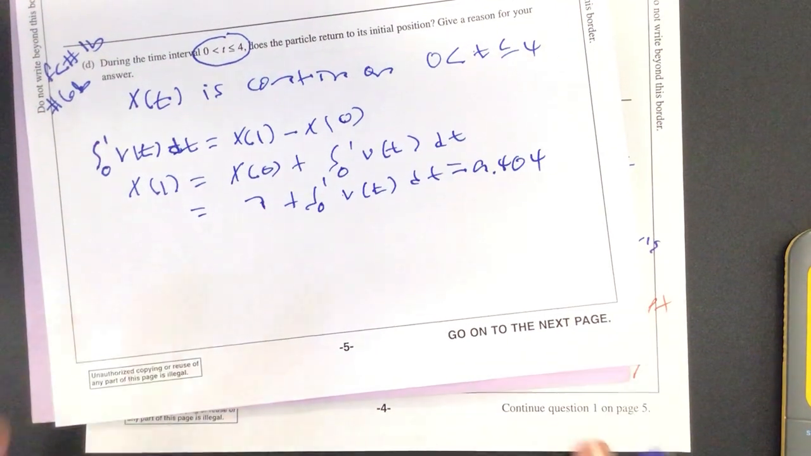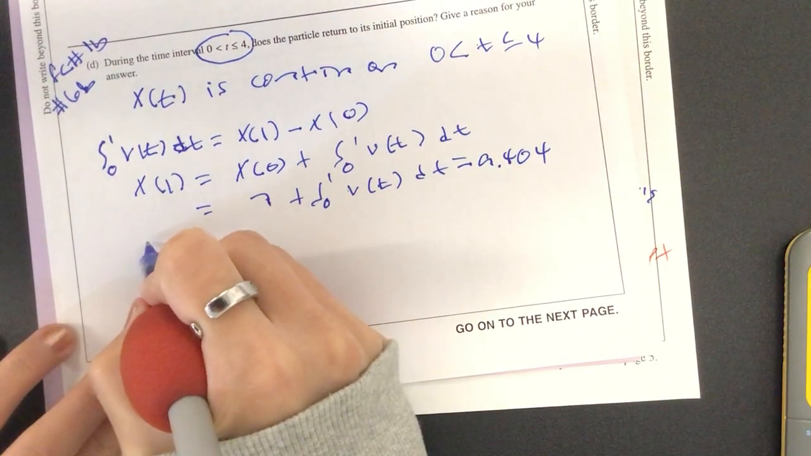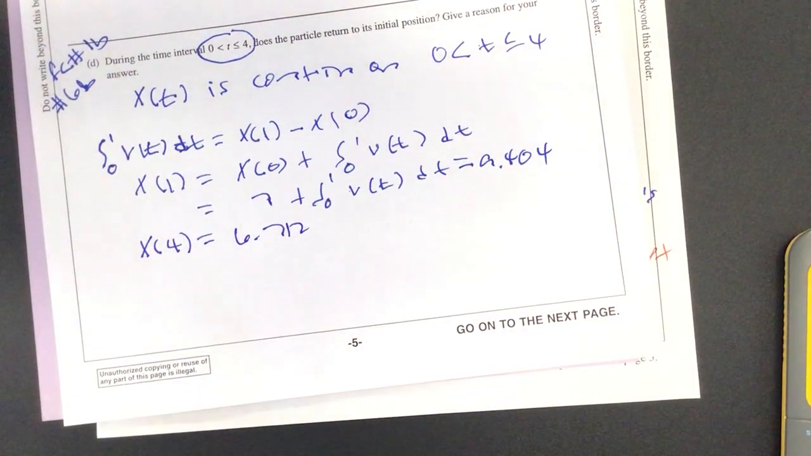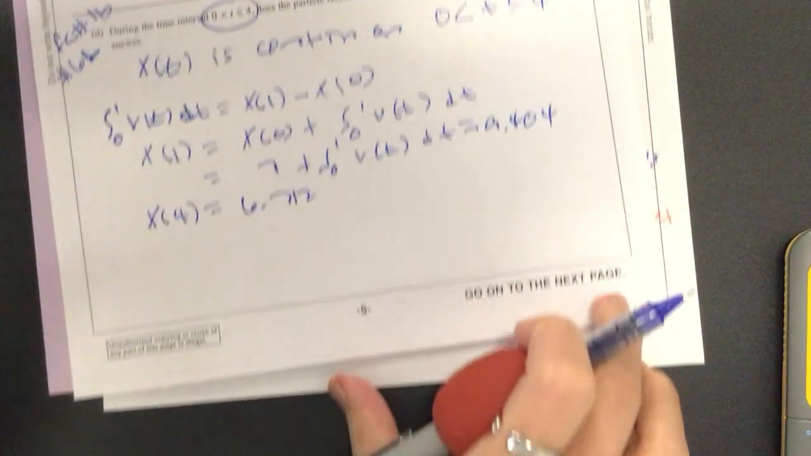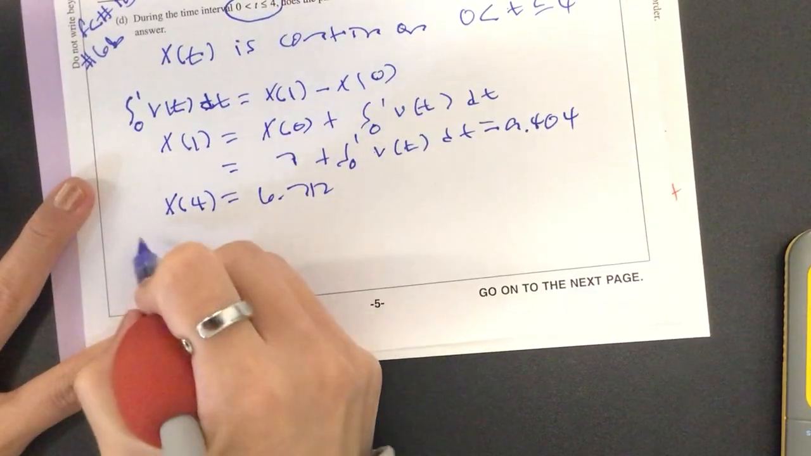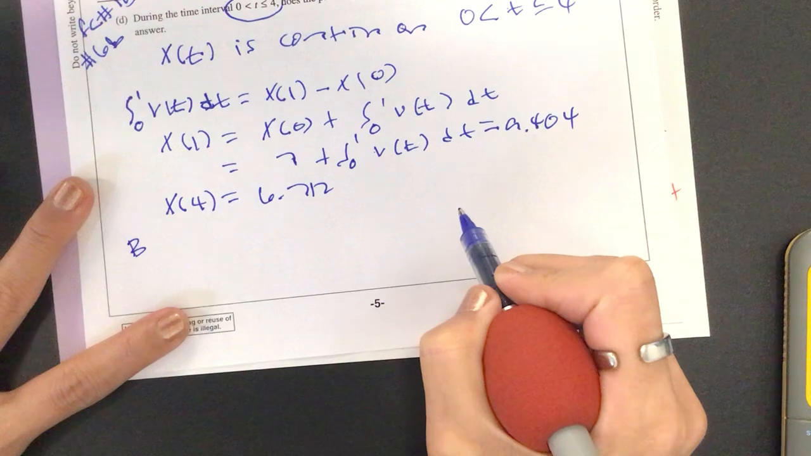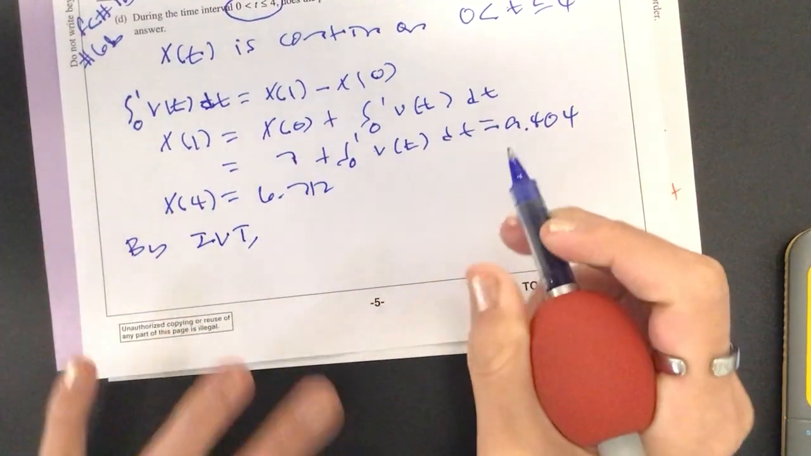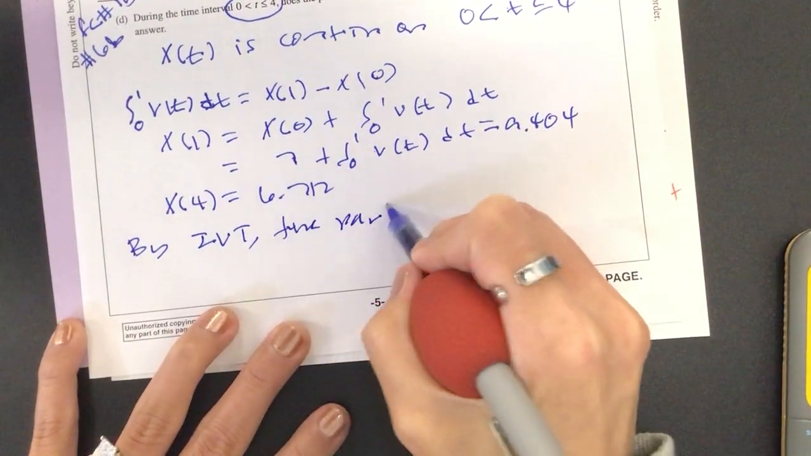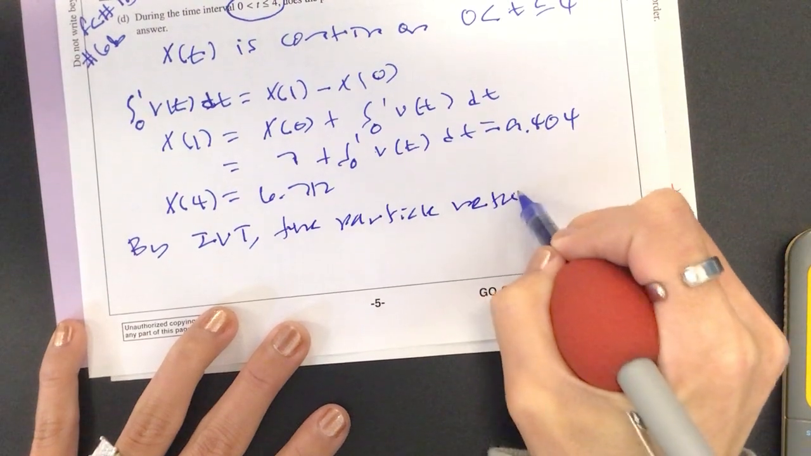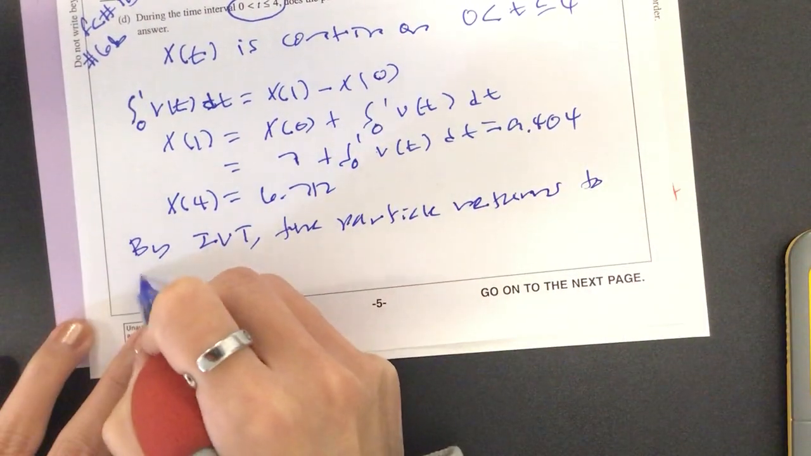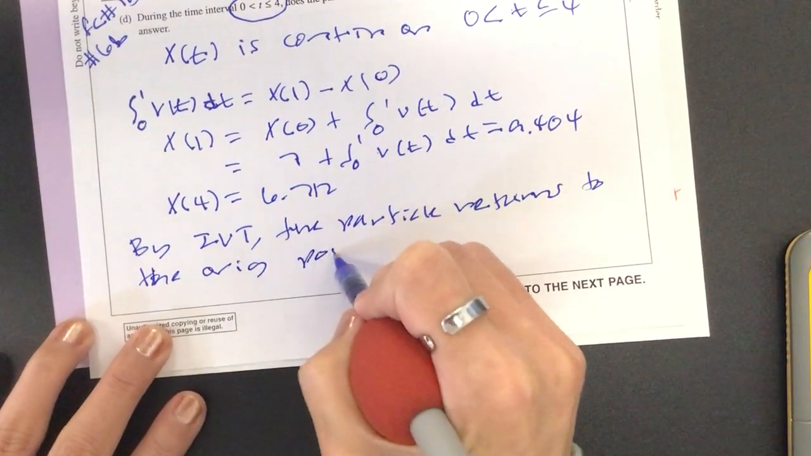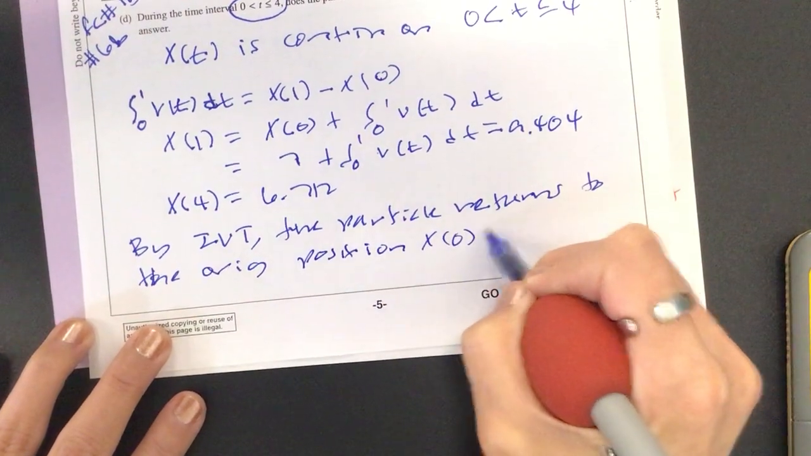So I'm going to go ahead and write right here. I think I want to also say from part C, x of 4 that we got was 6.712. Because we noticed between these two numbers, the intermediate value theorem does happen. So let's write out our reasoning. I'll give the reason, this one needs a sentence. By the IVT, the particle returns to the original position, and I think I'm going to write x of 0 is equal to 7.